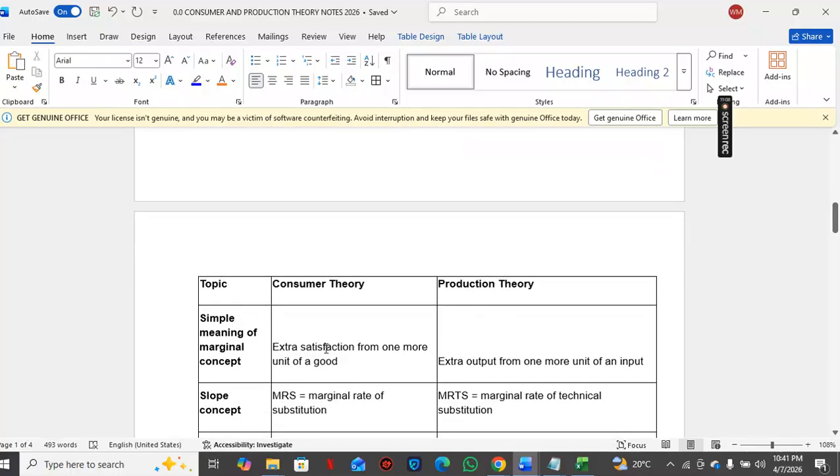Okay, as you can see here, marginal utility: extra satisfaction from one more unit of a good. That is marginal utility. Marginal product: extra output from one more unit of an input, which can be labor or capital.